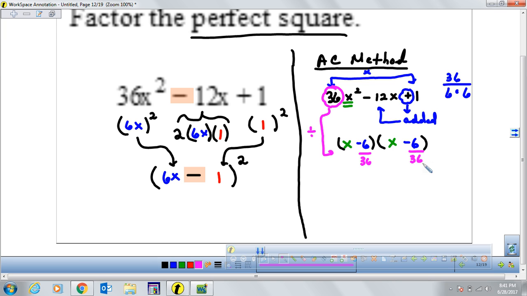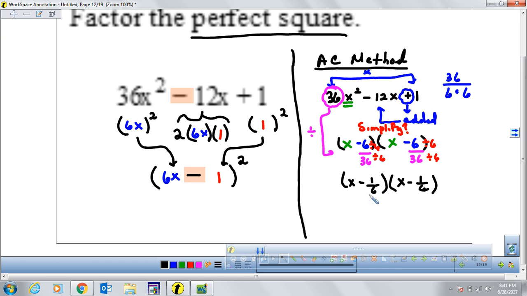So 6 and 36, 6 cannot be divided by 36. So remember what I told you you're supposed to do if you cannot divide? You have to see if you can simplify them. And actually we can, right? 6 and 36, both of them can be divided by 6, and 6 and 36, both of them can be simplified or reduced by 6. So you see what we're going to get: x minus 1 over 6 in this factor, and x minus 1 over 6 in this other factor.